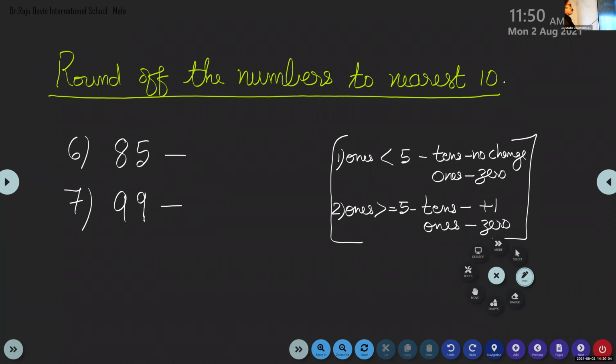Sarah. Yes, ma'am. I have underlined 5. Now, underline 5. Okay. 5 will be 0. Then 8, 9. Second rule. 5 is equal to 5. So you have to increase one number in the tens place and the ones place will be 0. So 90 will be the answer. Good.